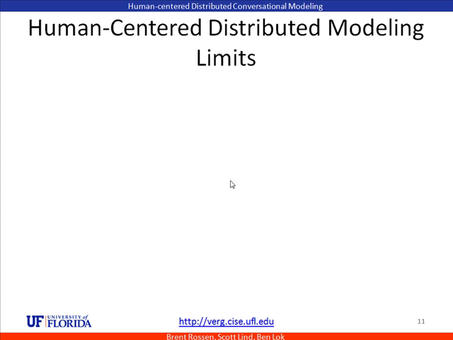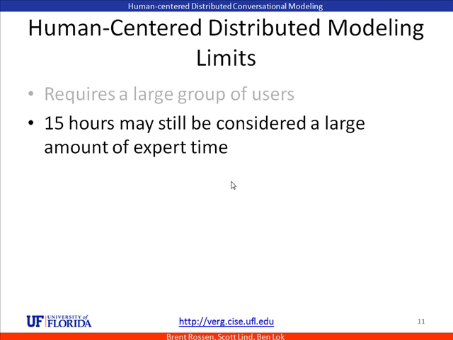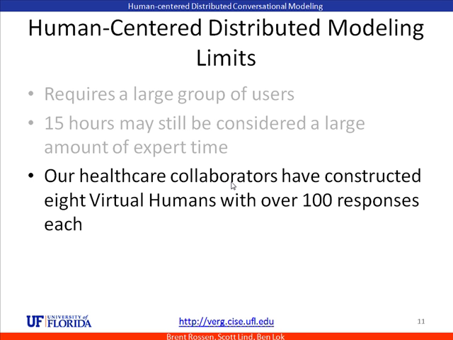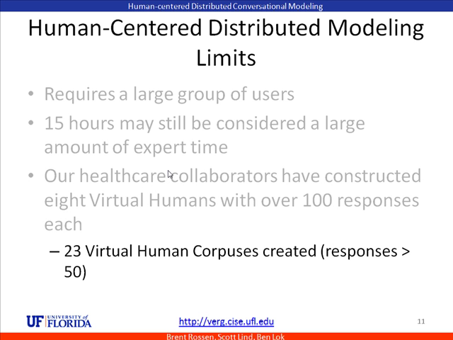So what are the limits of this approach? Well, it requires a large group of users who are willing to take the interaction seriously, so they're not putting in just random things which would waste the time of the expert. 15 hours may still be considered a large amount of expert time. However, we found that our healthcare collaborators have constructed 8 virtual humans with over 100 responses each, all on their own, because they actually really want to have these interactions, so they're willing to put in the time, especially educators. They want to give their students these interactions. Now, if we take it down to at least 50 responses, they've actually created 23 virtual human corpuses. These would be for shorter interactions, maybe 2 minutes instead of 10 minutes.